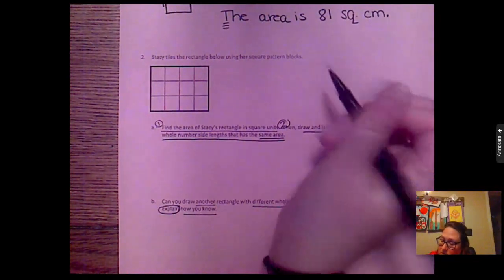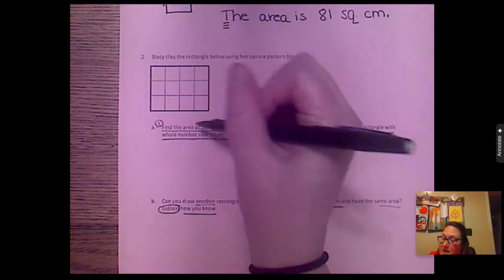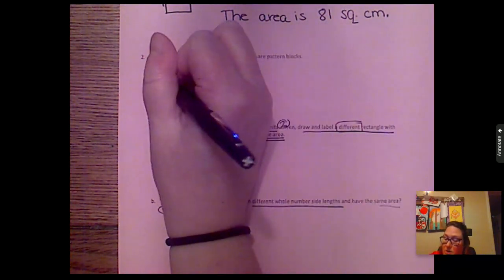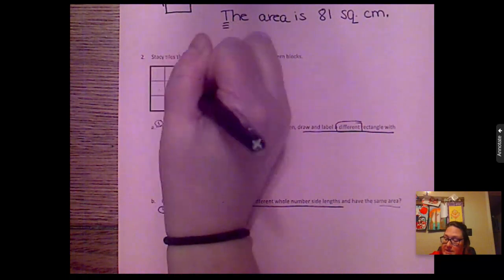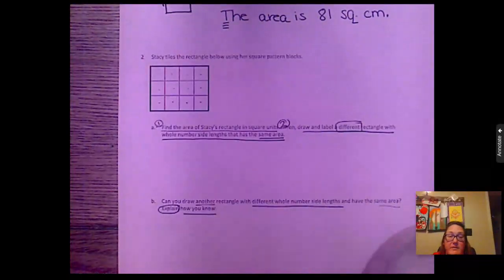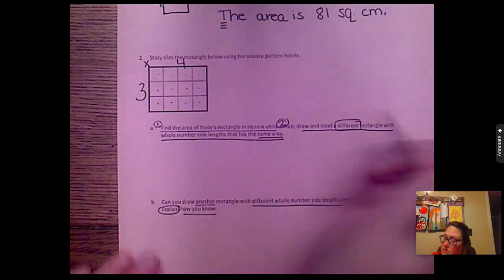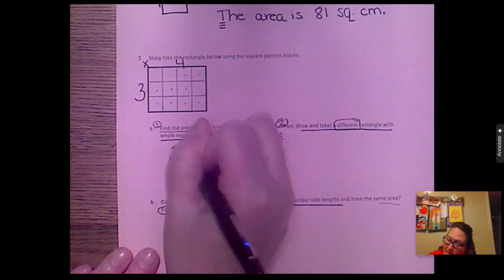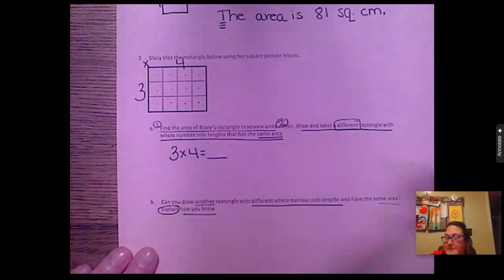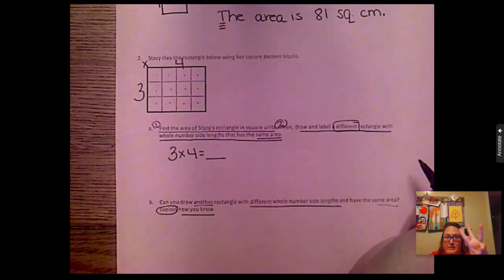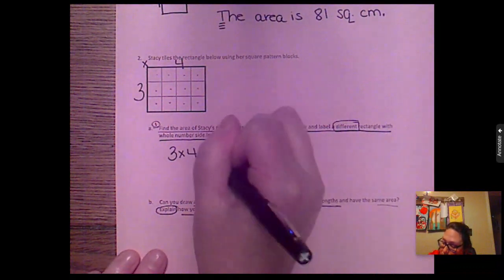All right, so we have Stacy's rectangle. Find the area of Stacy's rectangle in square units. So I can count the squares, right? 1, 2, 3, 4, 5, 6, 7, 8, 9, 10, 11, 12. Okay, I can also label the side lengths. I have 3 rows times 4 in each row. So it would be 3 times 4 equals blank. We can count by 3s. We can count by 4s. I'm going to count by 4s 3 times. Ready? 4, 8, 12. So the area there is 12.